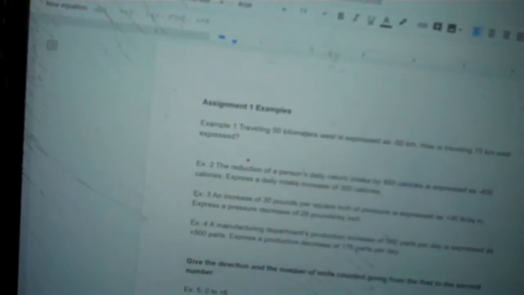Okay, example 2. The reduction of a person's daily caloric intake by 400 calories is expressed as negative 400. Express an intake increase of 350. Well, if the reduction's negative, then the increase is positive. You just put positive 350.